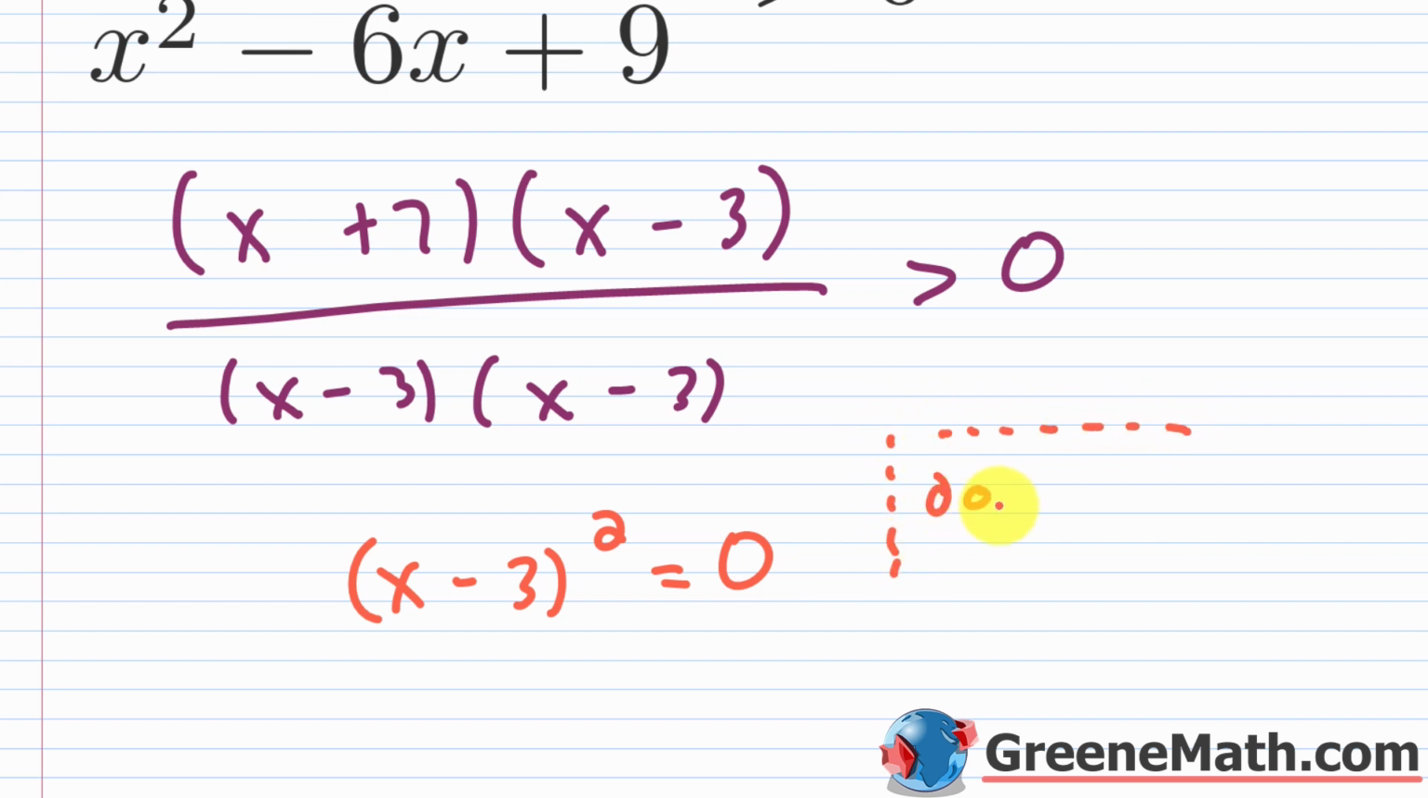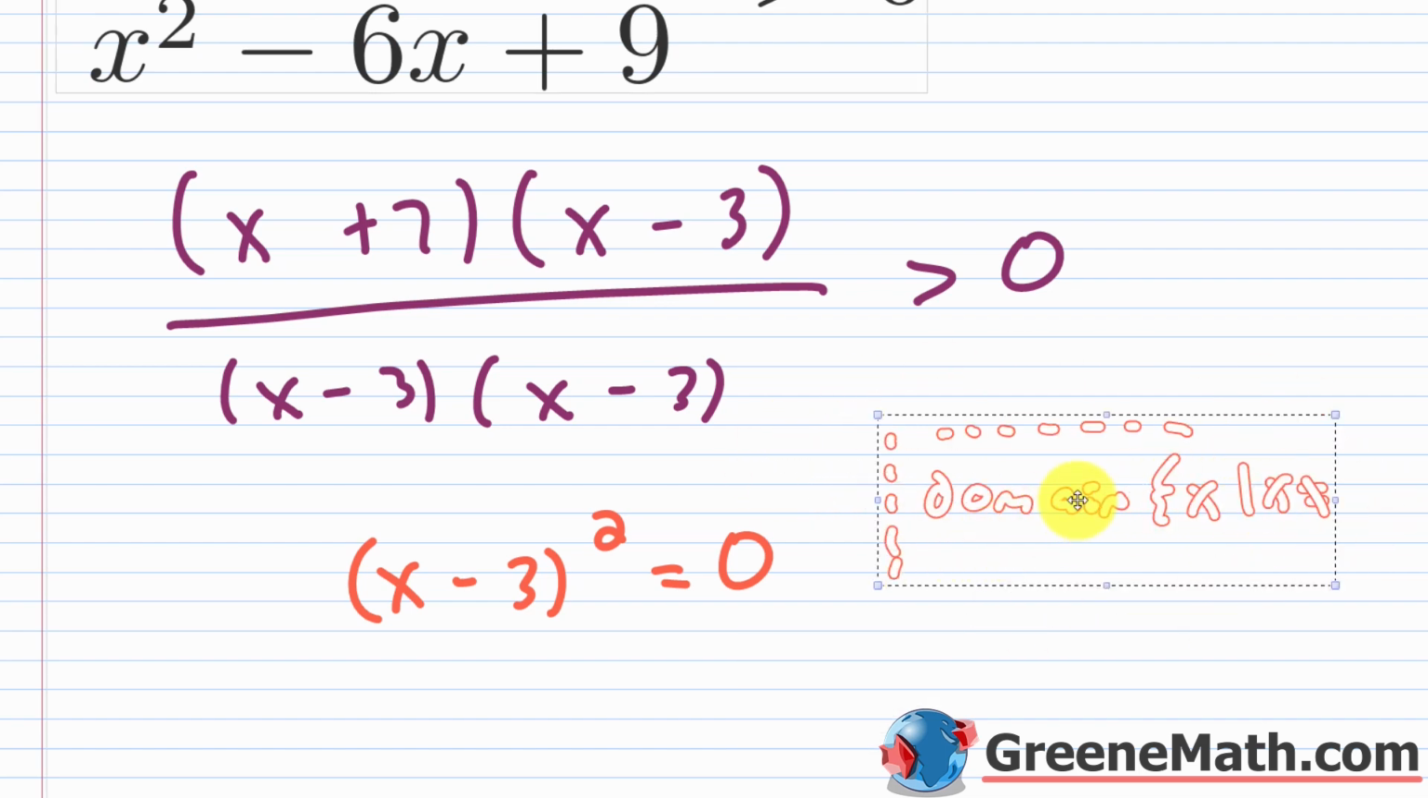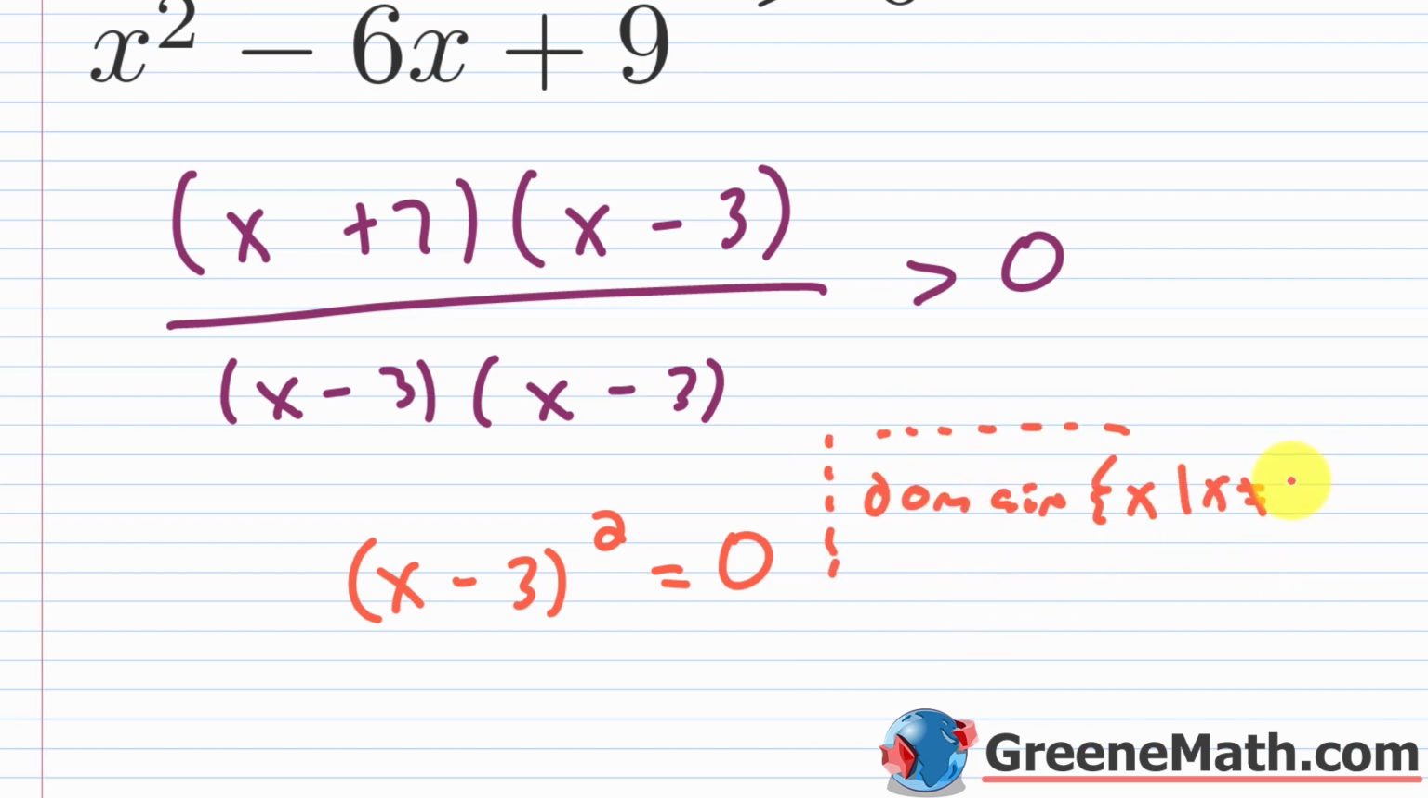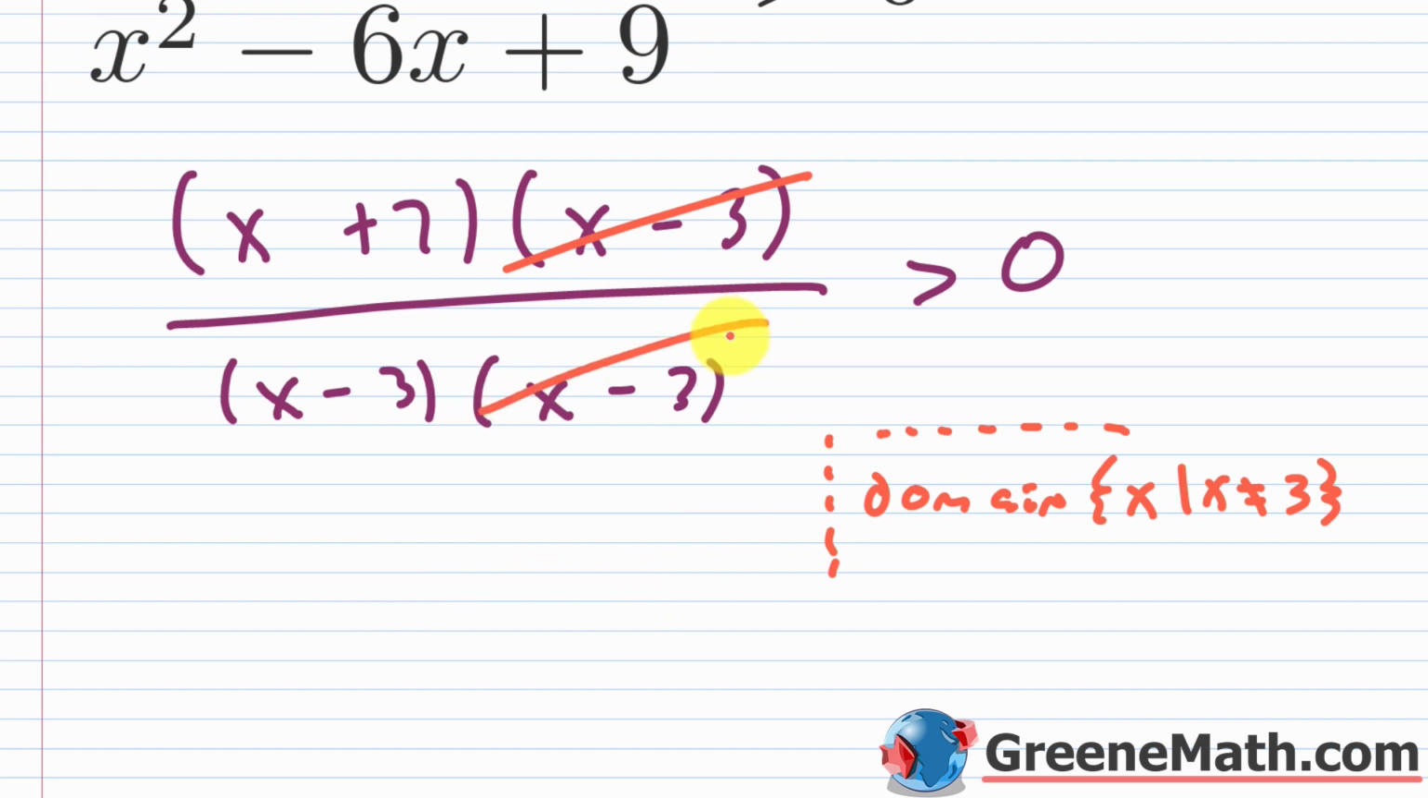I'm just going to say that the domain is going to be the set of all x such that x is not 3. So essentially, if you plugged in a 3, either here or here, 3 minus 3 is 0. And again, you can't divide by 0, right? That's undefined. So now that I've done this, what you can do is cancel this with this. So that's out of the way. And so I'm going to rewrite this as x plus 7 over x minus 3. And this is greater than 0.